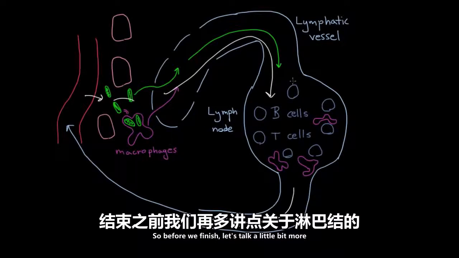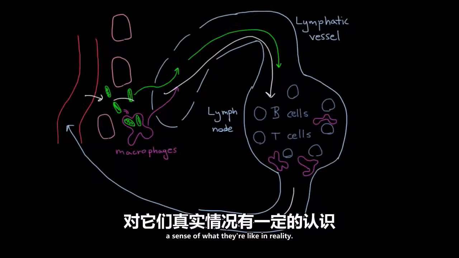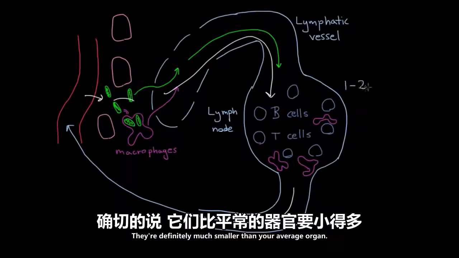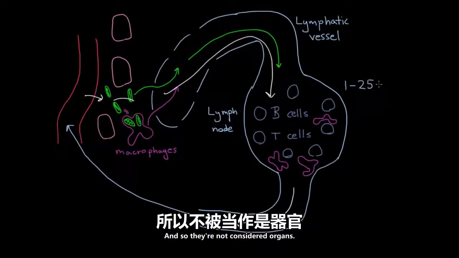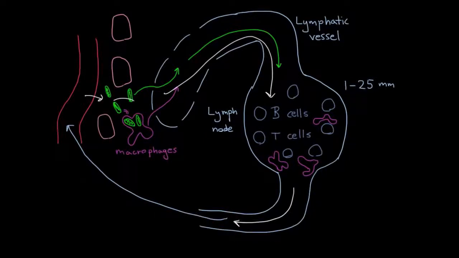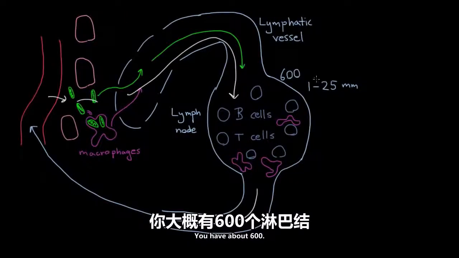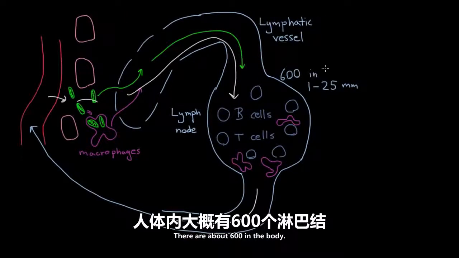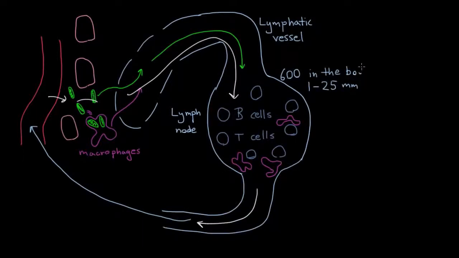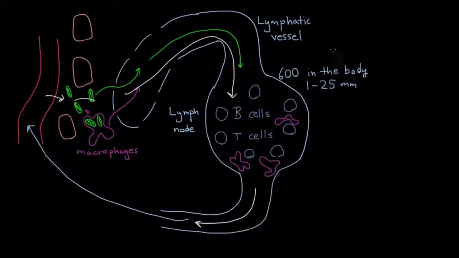So before we finish, let's talk a little bit more about these lymph nodes so we have a sense of what they're like in reality. So they're generally fairly small. They're definitely much smaller than your average organ, and so they're not considered organs. They're about 1 to 25 millimeters, and they're small enough that you can have lots of them in your body, and so you do. There are about 600 in the body, and some of them are located close enough to the skin that you can feel them, and those would obviously be the bigger ones. It would be hard to feel something that's 1 millimeter.